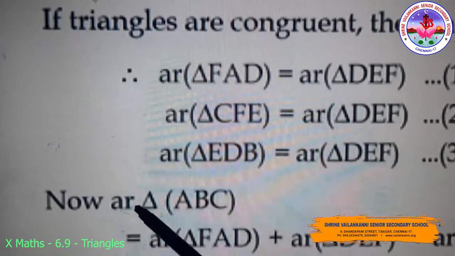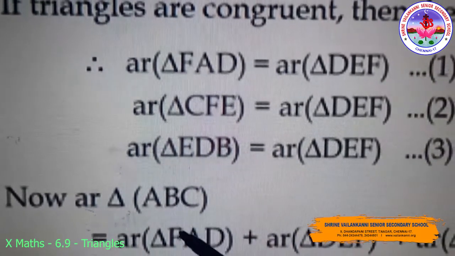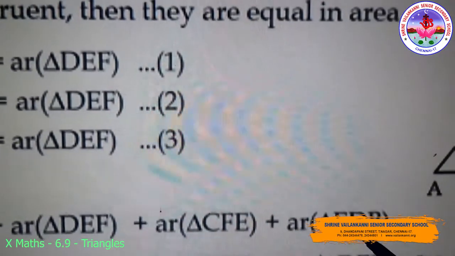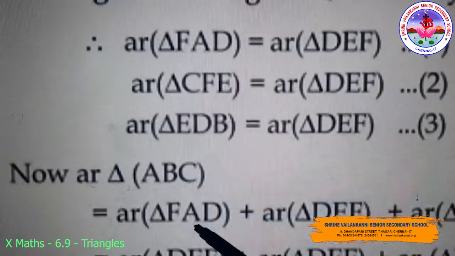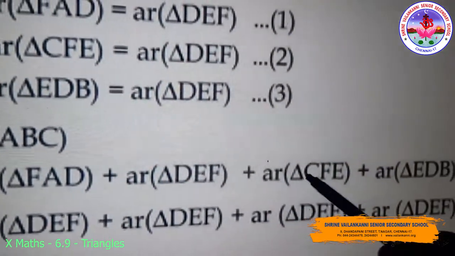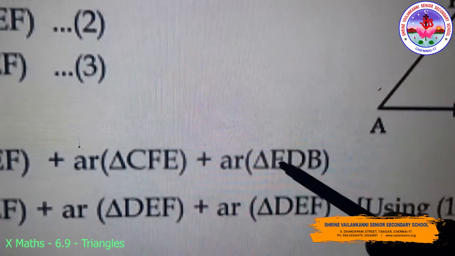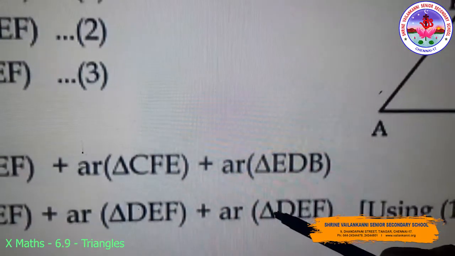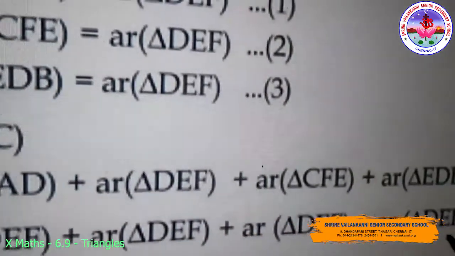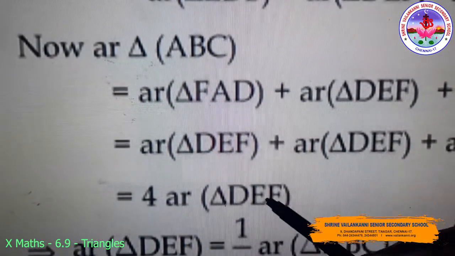Now consider area of triangle ABC, where ABC has been divided into four triangles: FAD, DEF, CFE and EDB. We proved that area of FAD is equal to DEF. Area of DEF I am writing as it is. Area of CFE is equal to area of DEF, already we proved. Similarly, area of EDB we proved equals area of triangle DEF. So totally we get 4 times area of triangle DEF. So area of triangle ABC is equal to 4 times the area of triangle DEF.